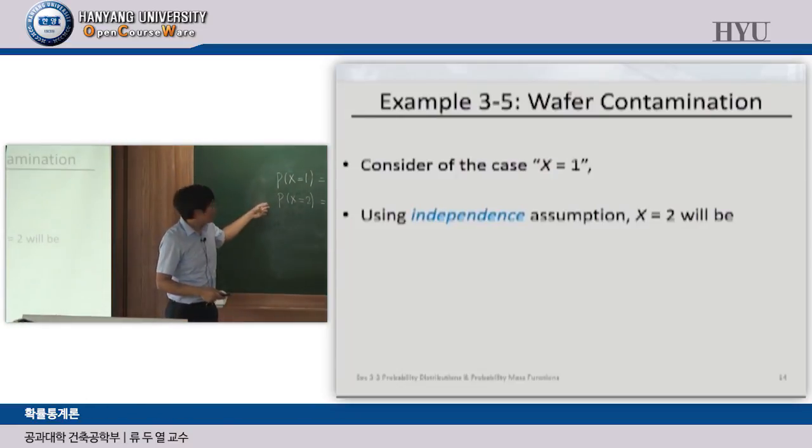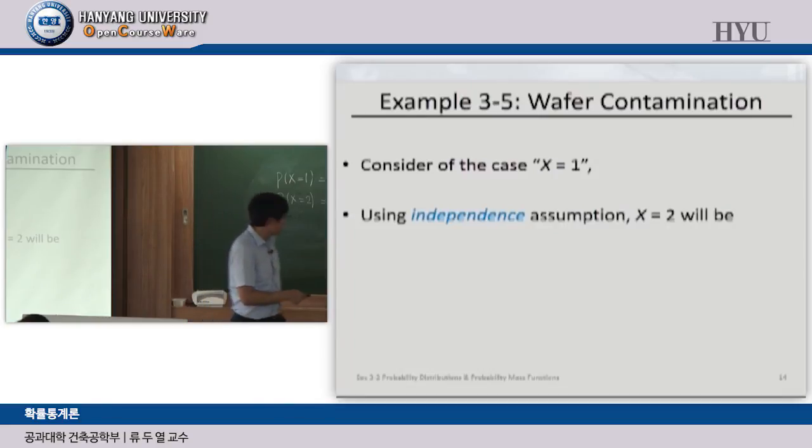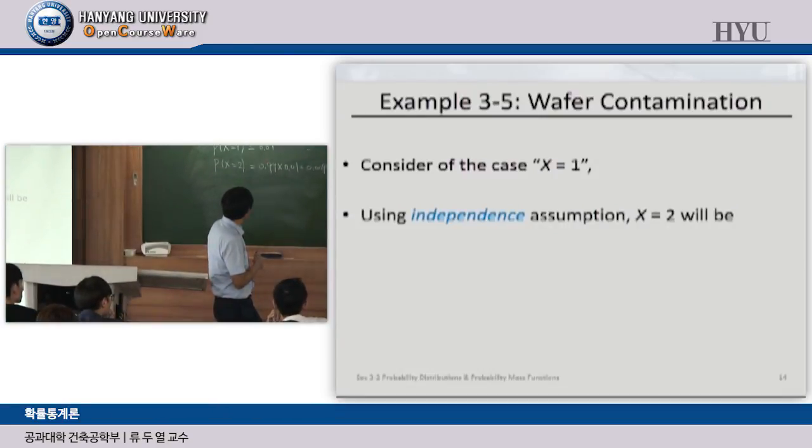So from these two cases, we can simply understand that the probability that we can select the first whopper with contamination is higher than the probability to select the first whopper without contamination and second whopper with contamination. Okay?